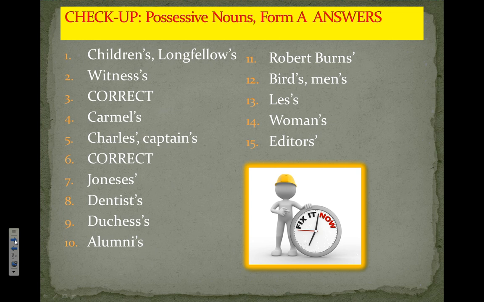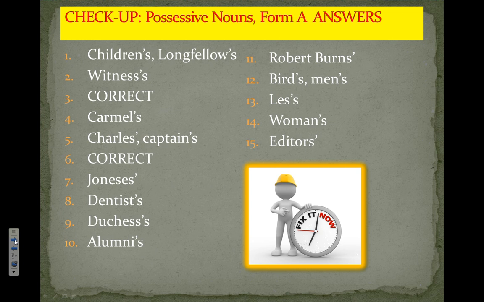Number 6 is correct. Women's downhill skiing. Number 7, the Joneses' dog barked all night. This one's tricky because it's a proper noun, it's their last name. And it's also plural because there's more than one member of the Jones family, hence Joneses. Okay, now we want to show that all of those Joneses own something. So because I'm already saying S twice, it would sound awkward to say the Joneses's dog. You're not going to say it 3 times. So for this reason, this does follow the exception, and you'll just add an apostrophe.